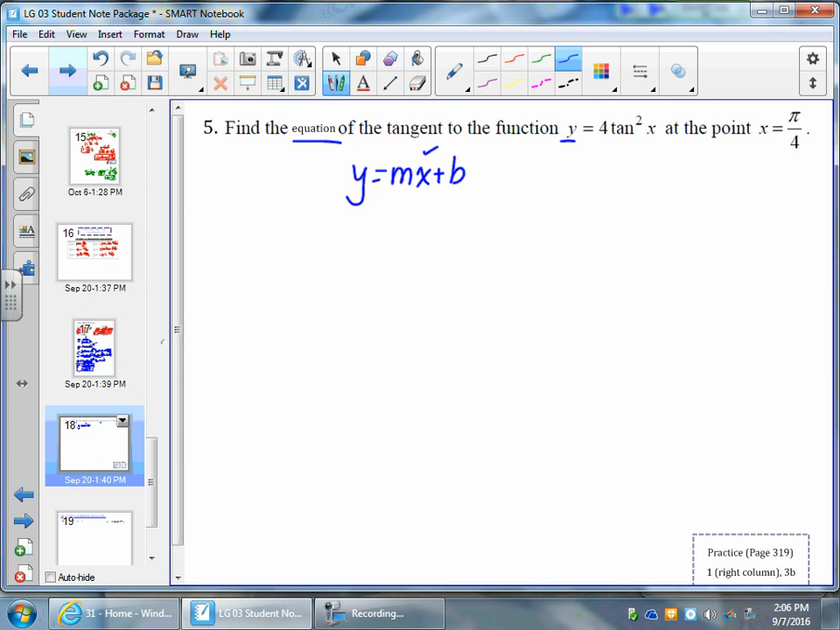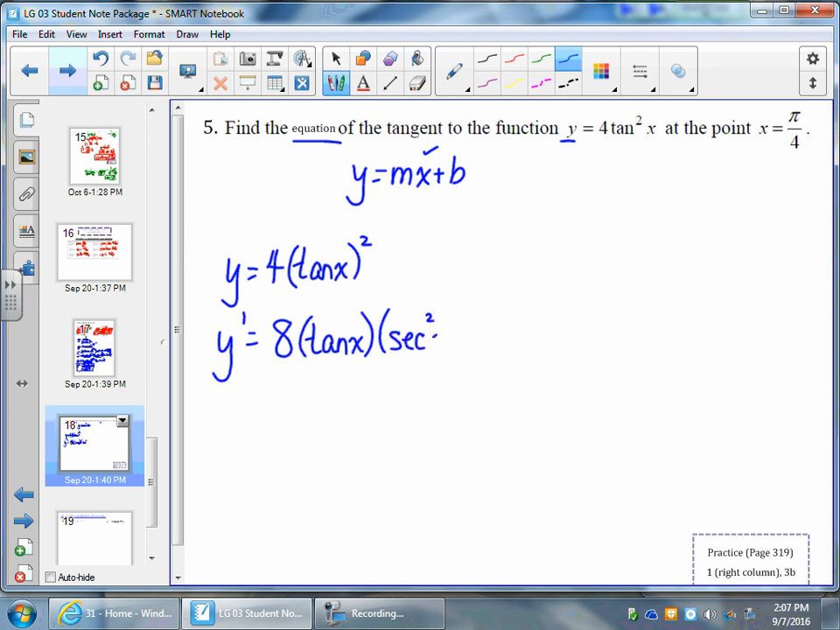M, nice and easy, remember, is our derivative. So if I've got y equals 4, and I'm just going to move that squared out, just because that's what I like to do. And now we're going to take the derivative of this. So that 4 stays where it is, that 2 is going to come down, so it's just going to become 8 tan of x, and then we're multiplying by the derivative of tan, which is secant squared.